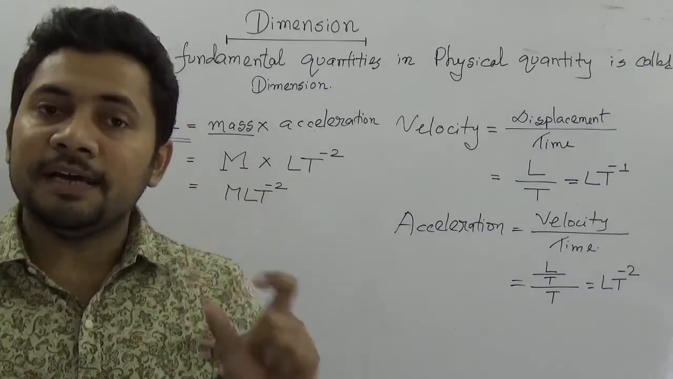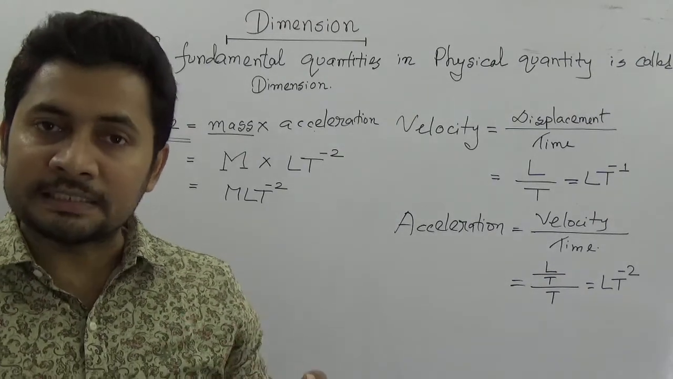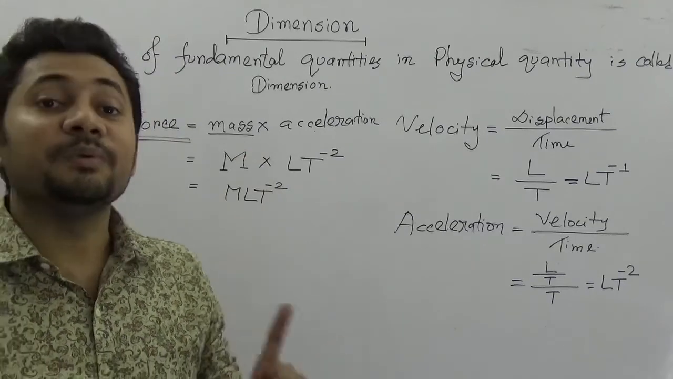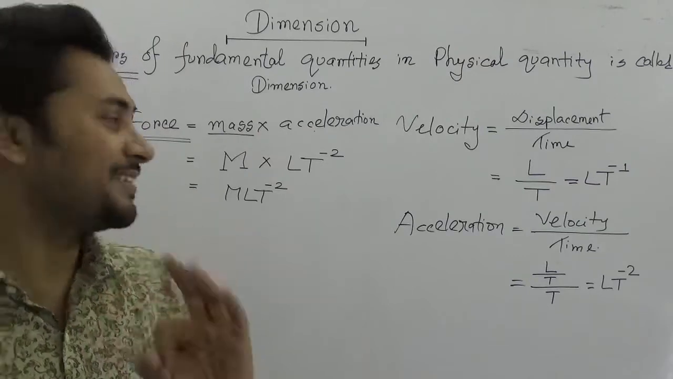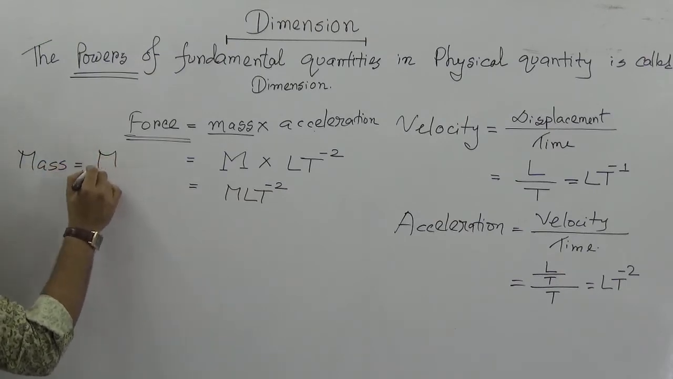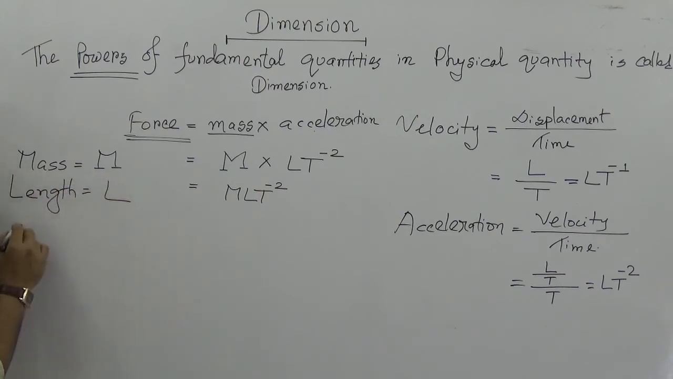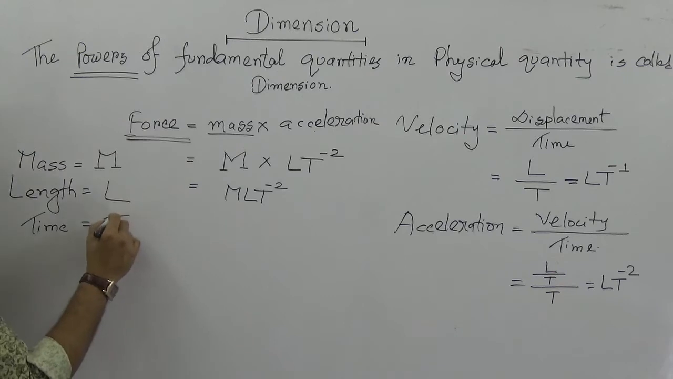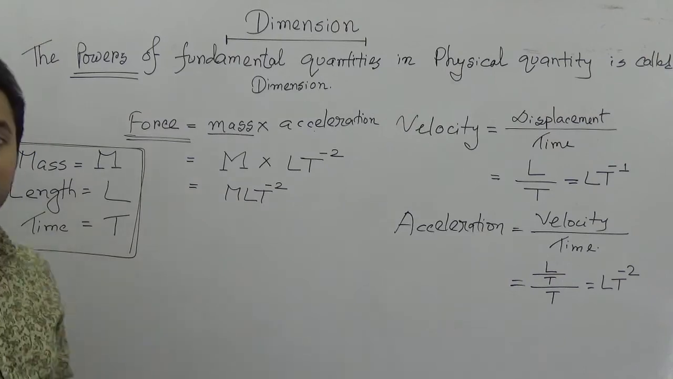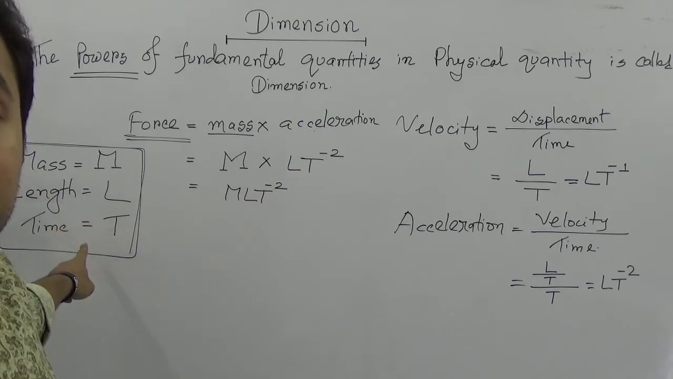So in case of defining the dimension, we will say the power of fundamental quantities in physical quantities is called dimension. And we must know these three fundamental things: mass, in case of mass it would be capital M; in case of length, it would be capital L; and in case of time, it would be capital T. So these things should be on your mind. M, L and T. So M for mass, L for length and T for time.